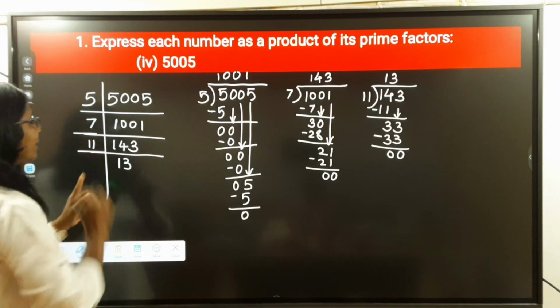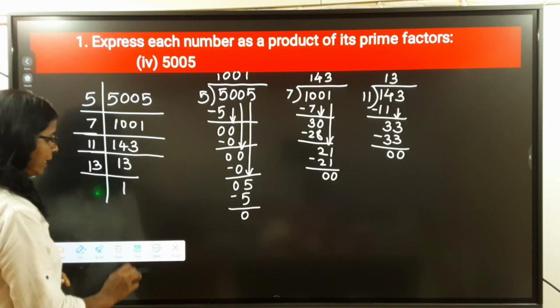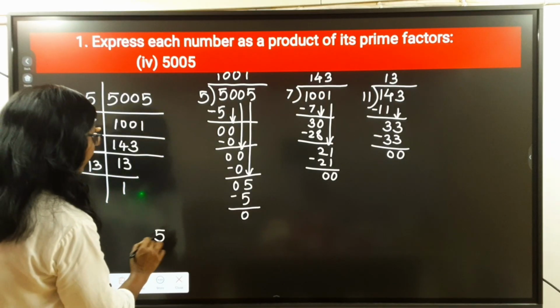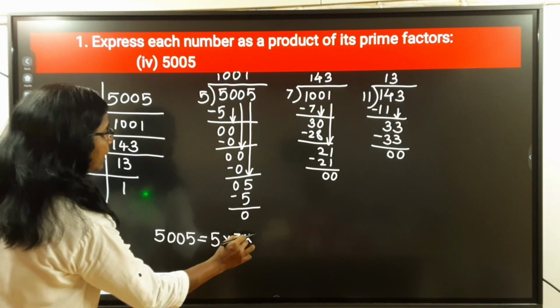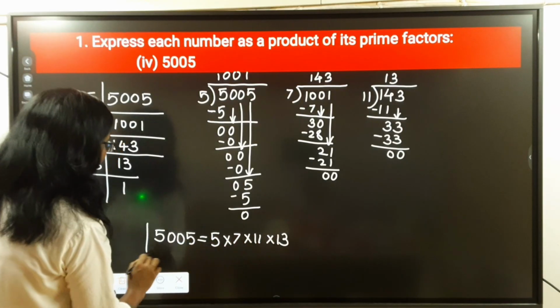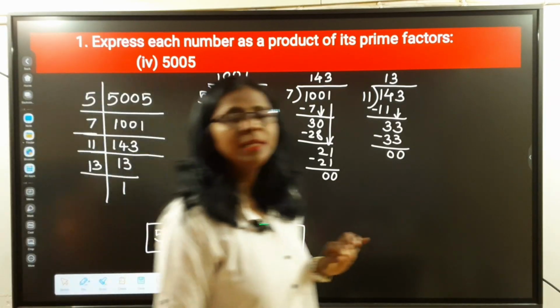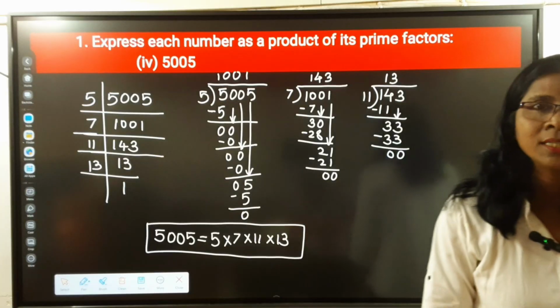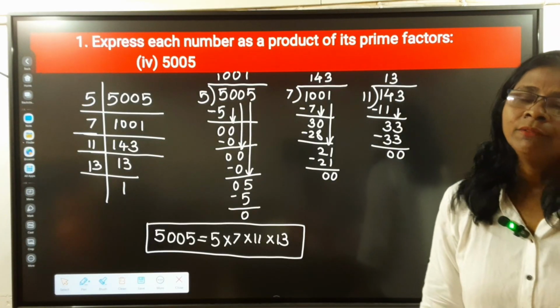So now here, students, 13 is a prime number. So 13 ones are 13. Finally, we write down the factors of 5005 as 5 multiplied by 7 multiplied by 11 multiplied by 13. So these are the factors in the product form of their primes. Students, a very easy example. You practice with me, students, and then it can be very easy.